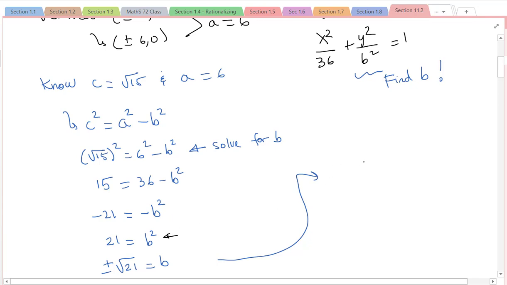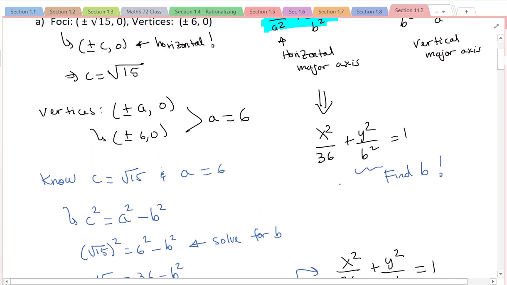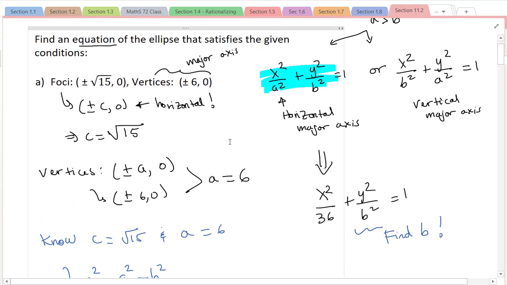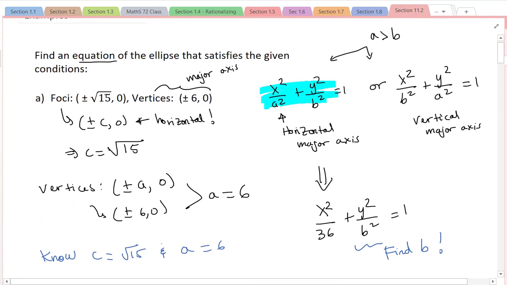b squared is 21. So I can say this is x squared over 36 plus y squared over 21 equals 1. And that's the equation of an ellipse with the foci at plus or minus the square root of 15 and vertices plus or minus 6. So again, just because they gave us the x values and zeros on the y's, that's how I know that I have a horizontal major axis.